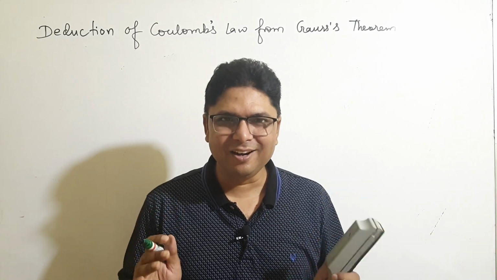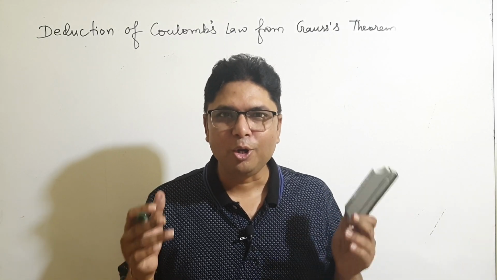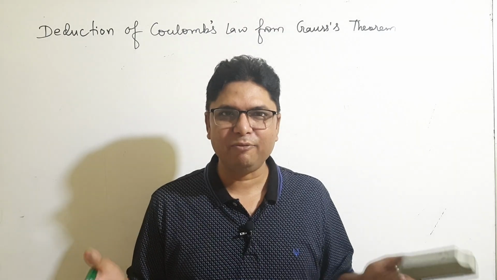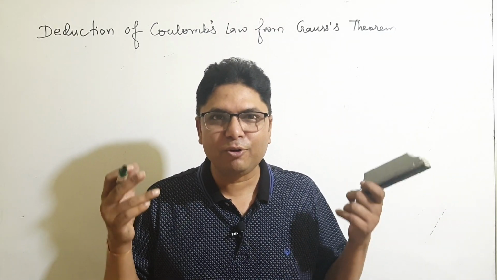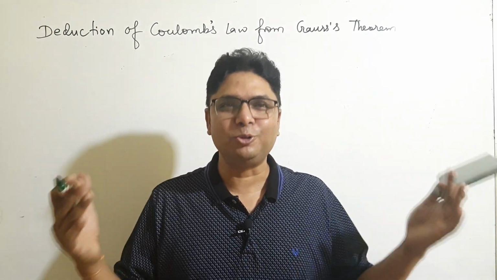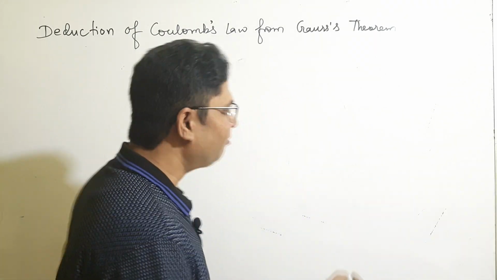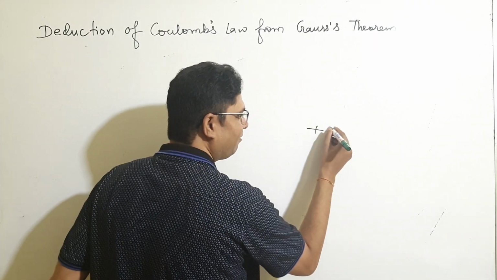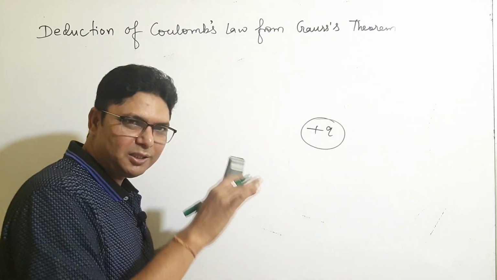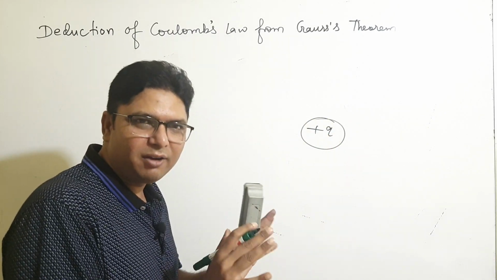Friends, let's learn Coulomb's law using Gauss theorem. This means that we are going to derive Coulomb's law using Gauss theorem. For this, we require a charge plus Q. Let us have a charge plus Q. This plus Q charge will produce an electric field around it.